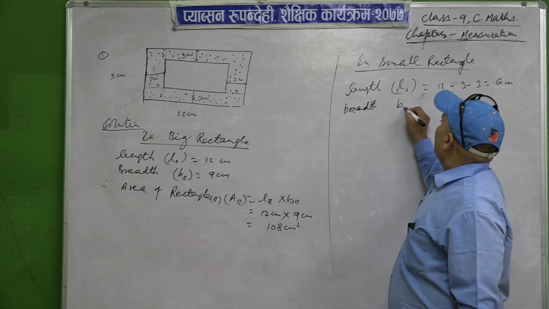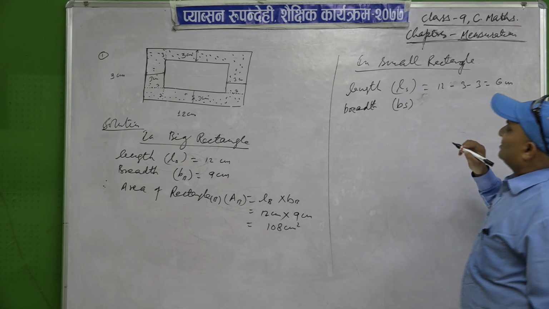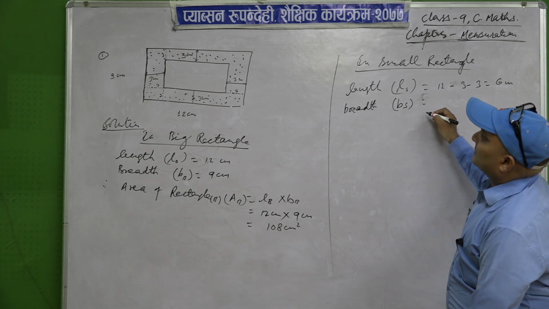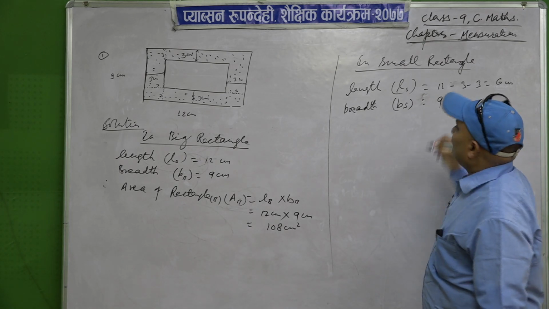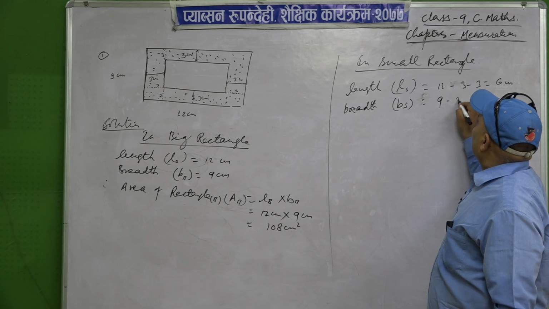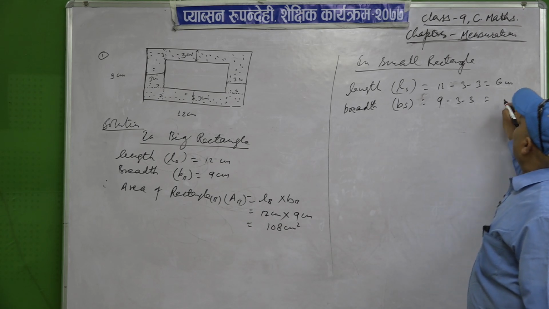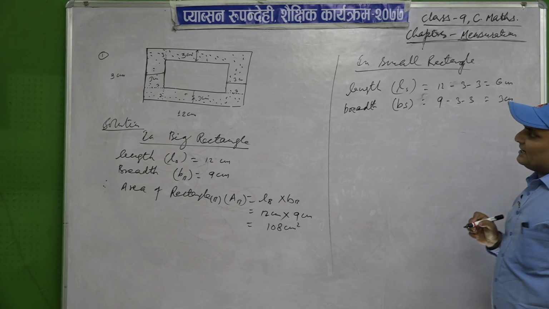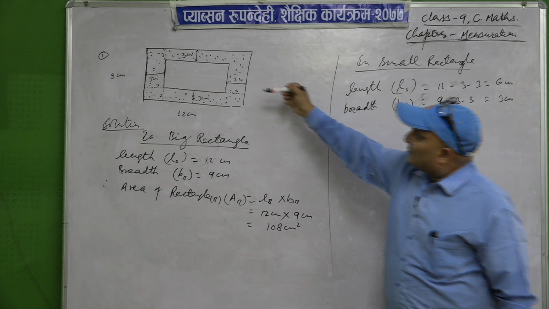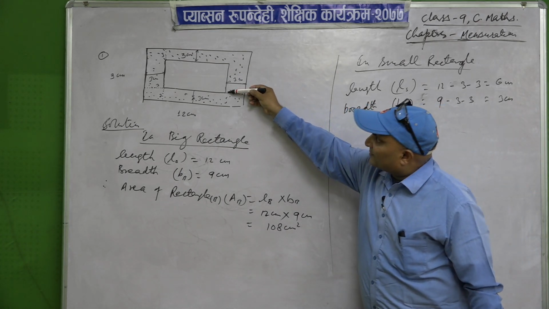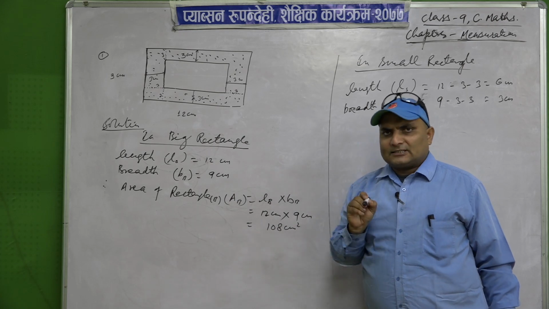Breadth B, big S means breadth of small rectangle. The breadth of the big rectangle is 9. If we subtract 3 and 3, we will get 3 centimeter. It means the breadth of the small rectangle is 3 centimeter.